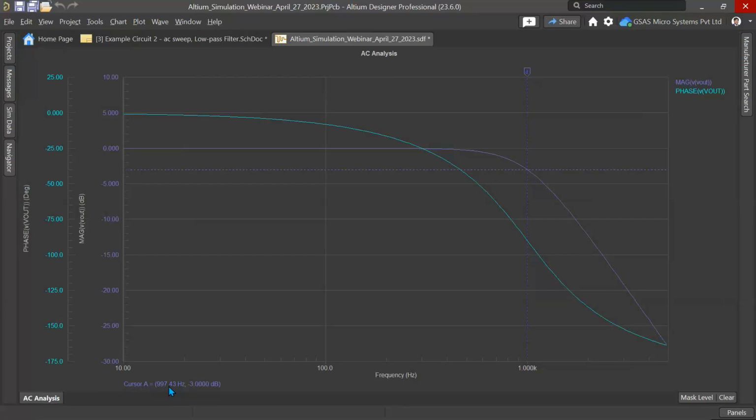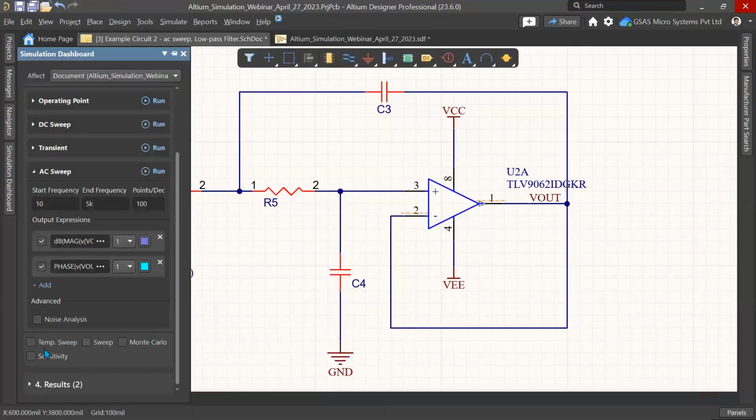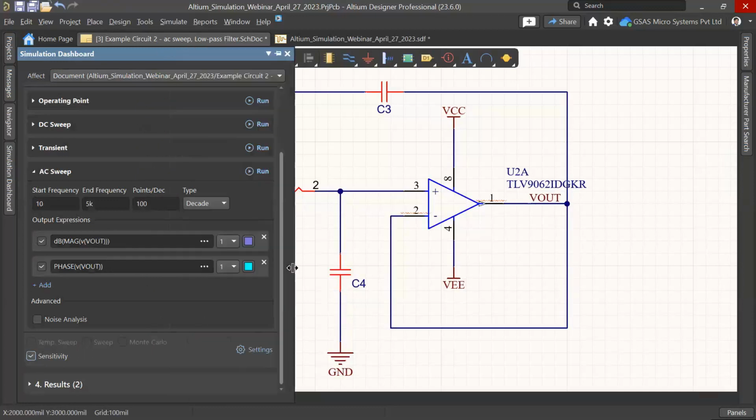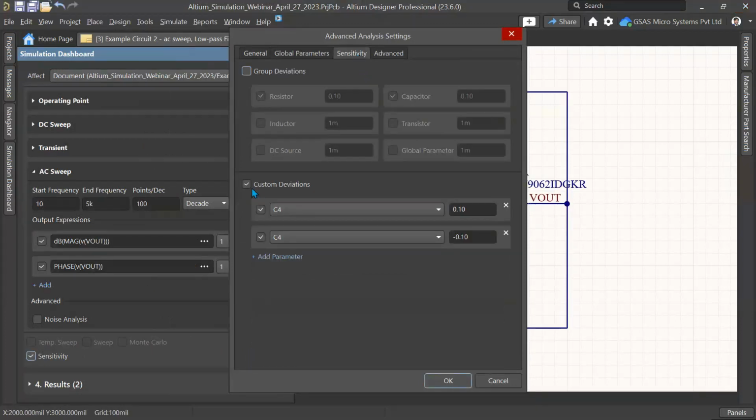Like it's working. Now I want to see how sensitive my output is by varying the component values. For that, I need to perform the sensitivity analysis. We need to enable the sensitivity analysis here, expand this bit further, and go to settings and then sensitivity. Here we have two options: custom deviation and group deviations.